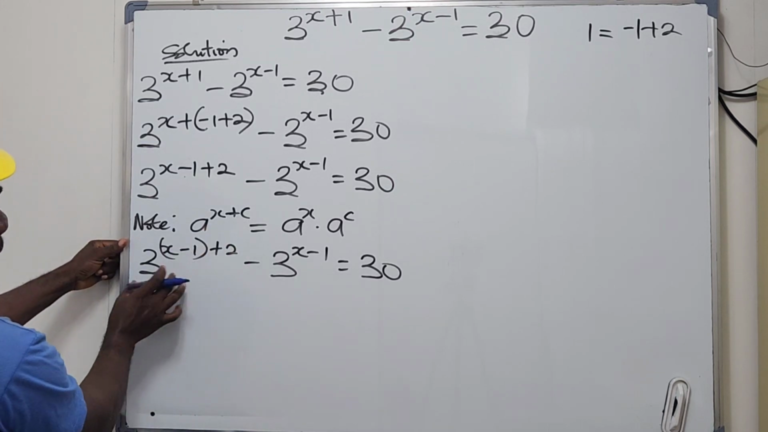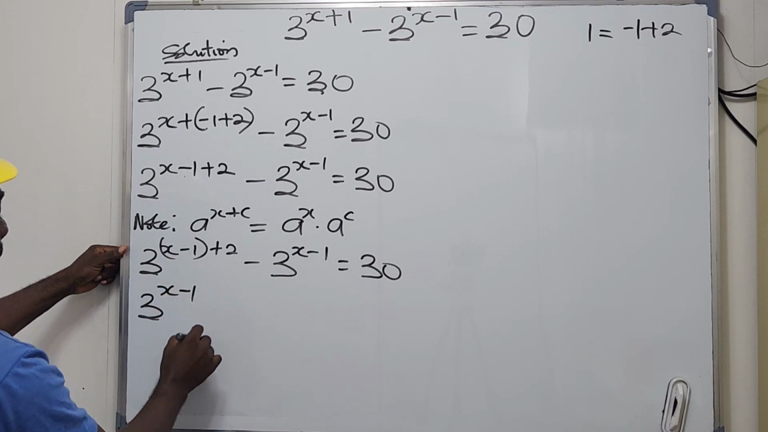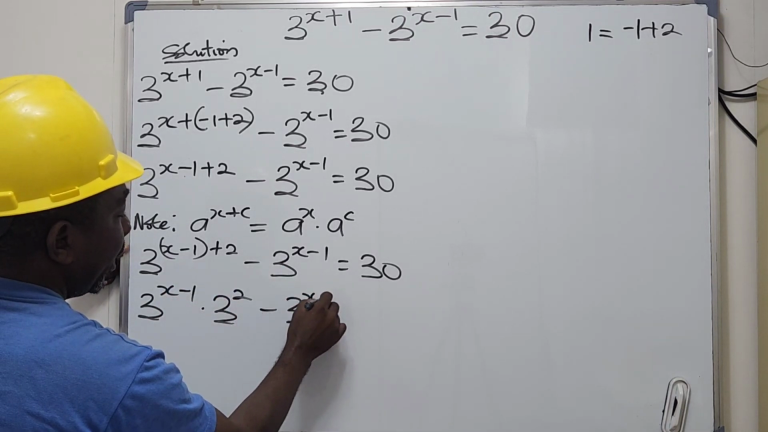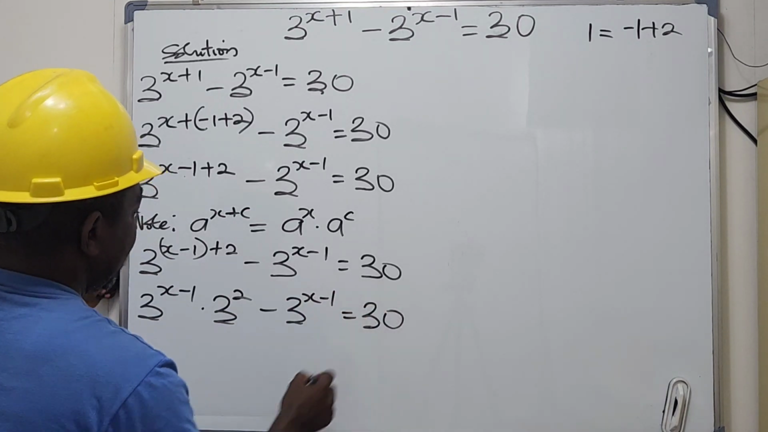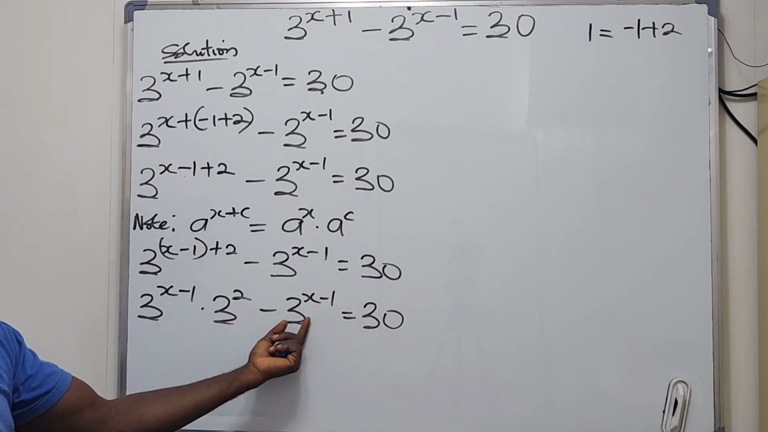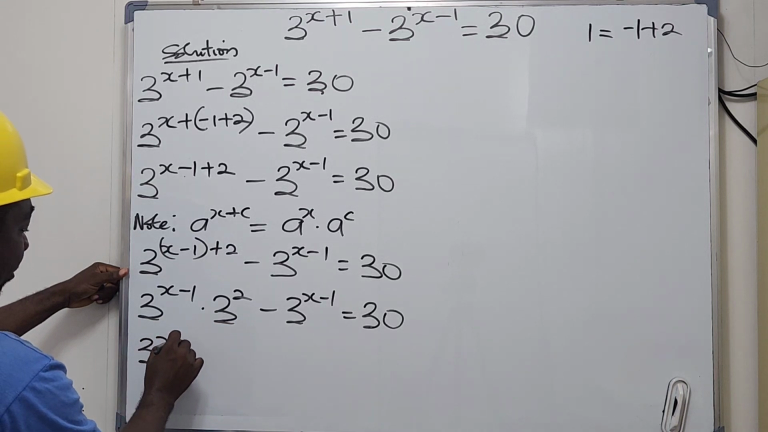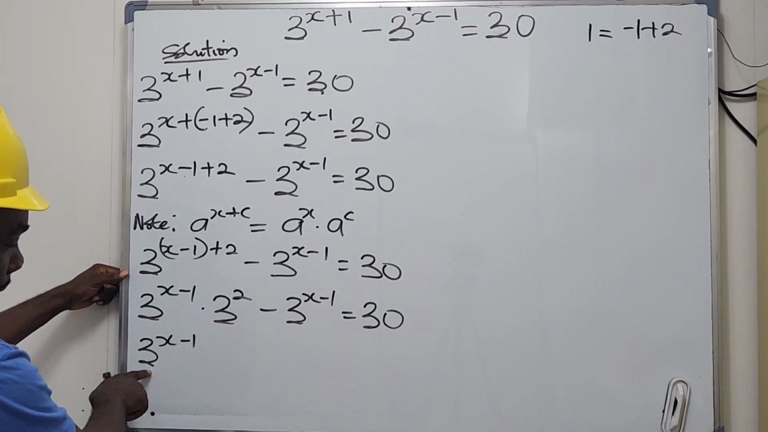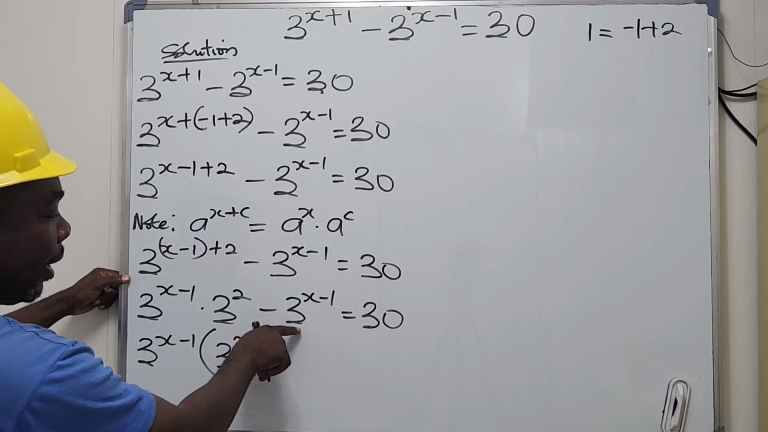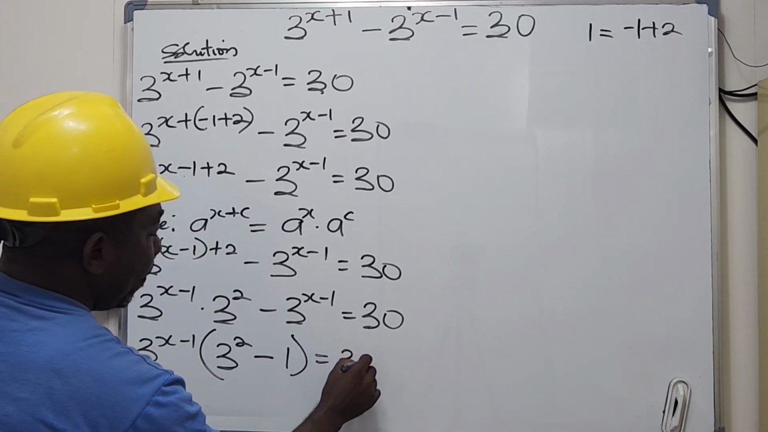So now, we are going to express this in this format. So this will become 3 to the power of x minus 1 times 3 to the power of 2, minus 3 to the power of x minus 1 equals 30. In this case, we have 3 to the power of x minus 1 here, and we also have it here. So they are identical. We can factor it out. So this will become 3 to the power of x minus 1. When we divide the whole of here by 3 to the power of x minus 1, it will give us 3 to the power of 2. Dividing the whole of here by here will give us minus 1, all equals 30.